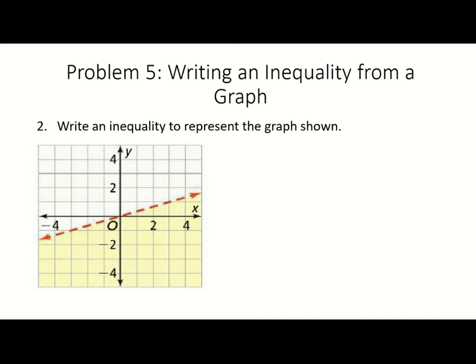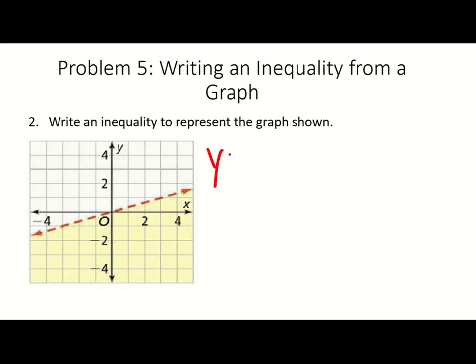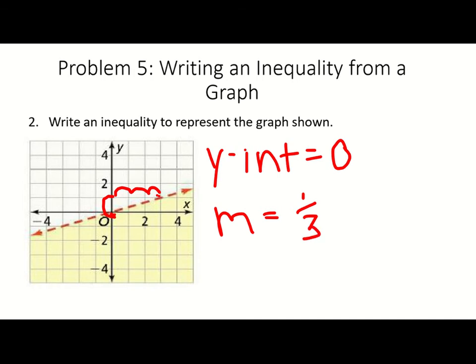The last problem we're going to take a look at is number 2 of problem 5. Write an inequality to represent the graph shown. So what I'm going to do to write my inequalities, I need the y-intercept and I need the slope. So the y-intercept, where across the y-axis, right there, that would be at 0 for this dashed line. And my slope, counting between any 2 good points, I rise positive 1, I'm running positive 3. So my slope is 1/3.